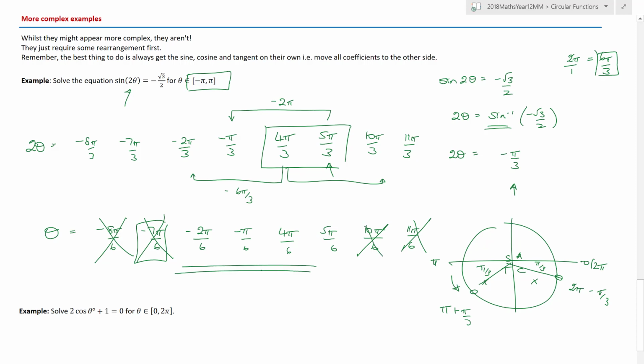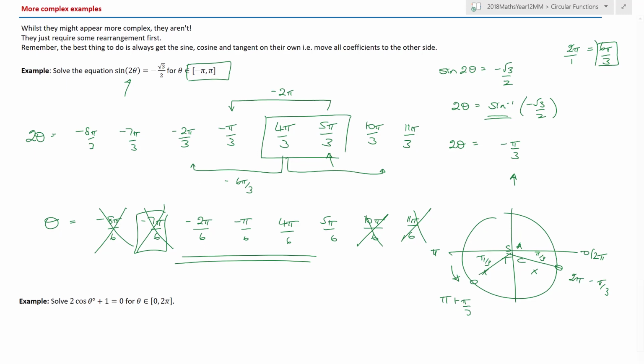Now, I do this every single time, and it seems long, but the more you do it, the quicker you get, and actually, it makes life so, so much easier. And with practice, you'll start to hone in straight on the 4 solutions anyway.